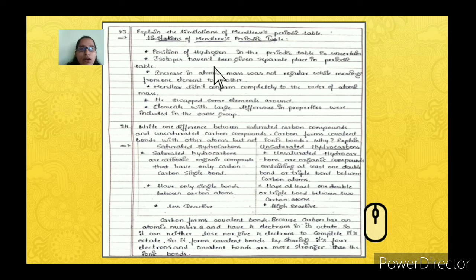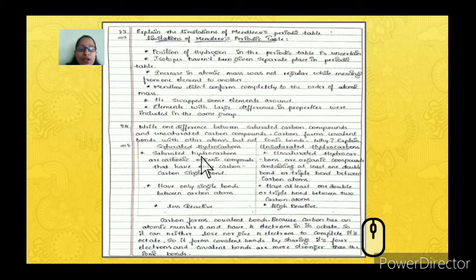Next question: write one difference between saturated carbon compounds and unsaturated carbon compounds. Carbon compounds form covalent bonds with other atoms but not ionic bonds. Why? Let's go for the first one, the differences between saturated and unsaturated hydrocarbons. Saturated hydrocarbons are organic compounds that have only single carbon-carbon bonds. Unsaturated hydrocarbons are organic compounds that have at least one double or one triple bond.